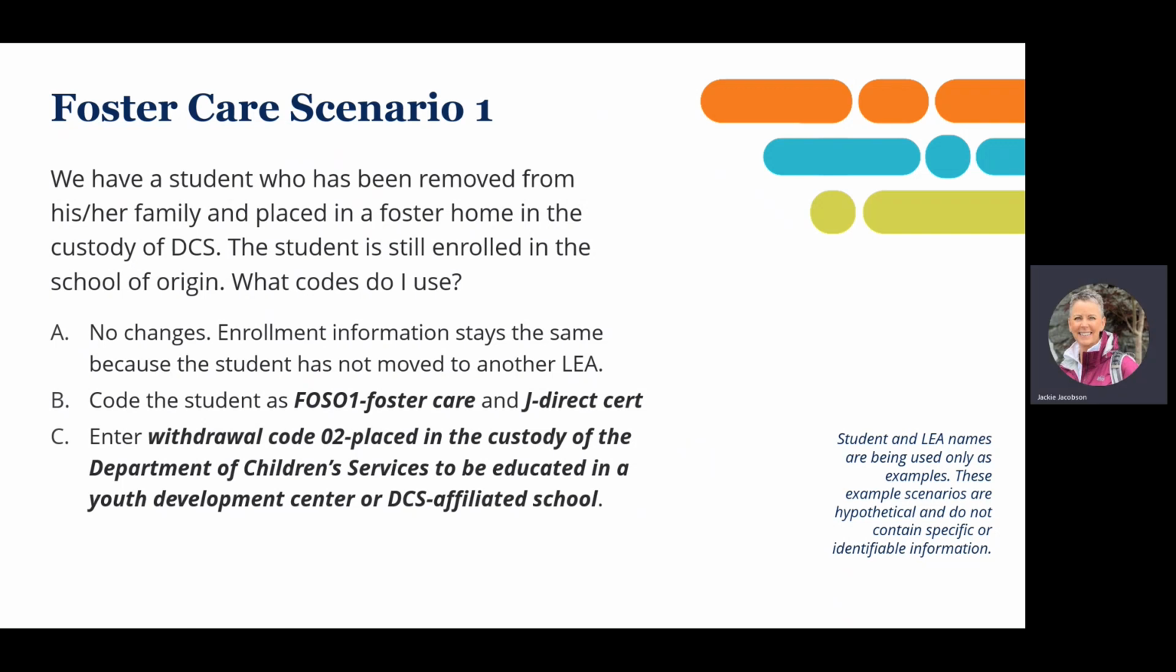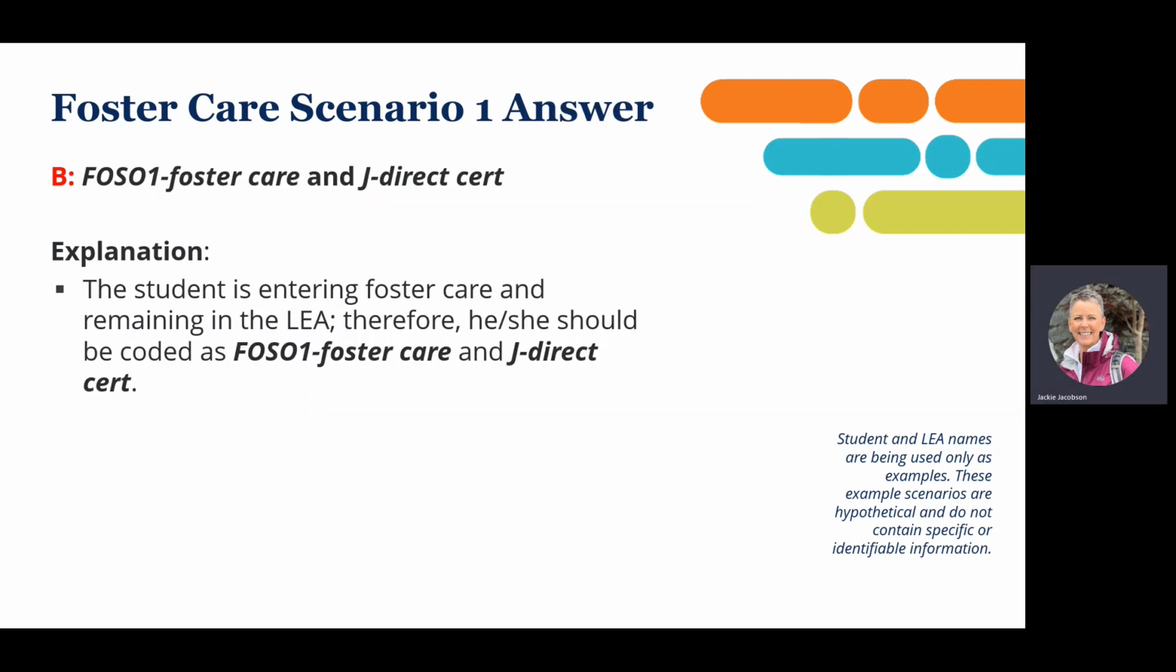And let's check your answer. The answer is B, FOS01, foster care, and J-Direct Cert. We do that because the student is entering foster care and remaining in the LEA. Therefore, you code him or her as FOS01 foster care and J-Direct Cert.